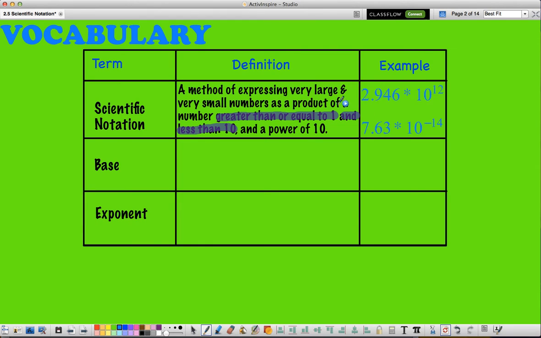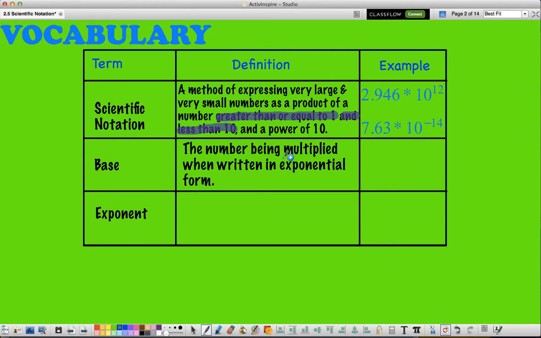So for example, you have 2 and 946 thousandths times 10 to the 12th power. If we had written out this number in standard notation, it'd be very, very long. And you have 7 and 63 hundredths times 10 to the negative 14th power. Again, this number would be very long if we had written this in standard notation.